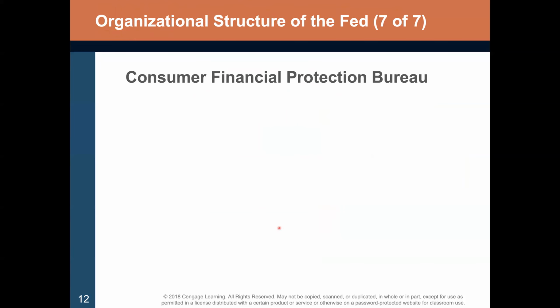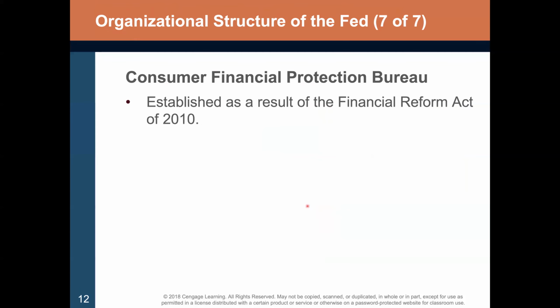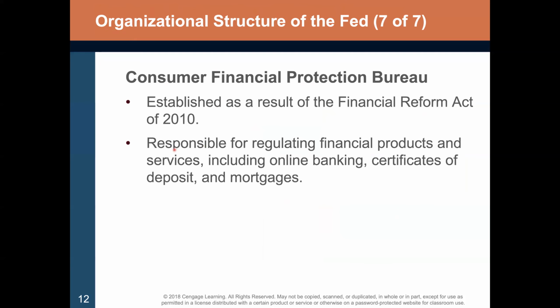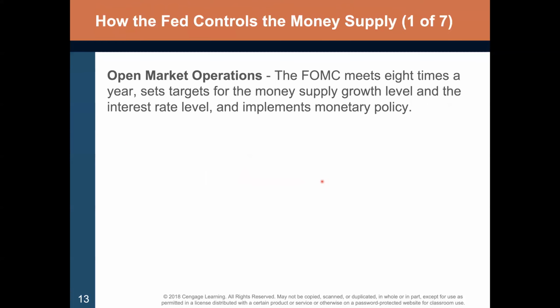Now let's discuss the Consumer Financial Protection Bureau. This was established as a result of the Financial Reform Act of 2010, which came as a result of the credit crisis. They're responsible for regulating financial products and services, including online banking, certificates of deposit, CDs, and mortgages. Now, you'll remember a huge impetus for the credit crisis had to do with bad mortgages.